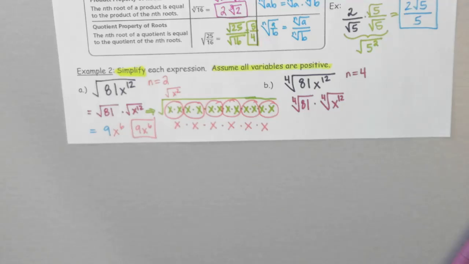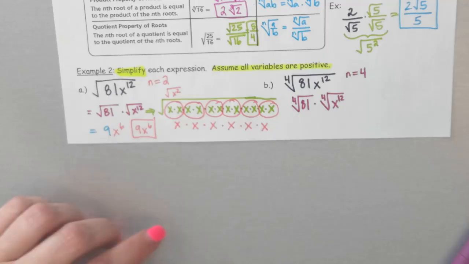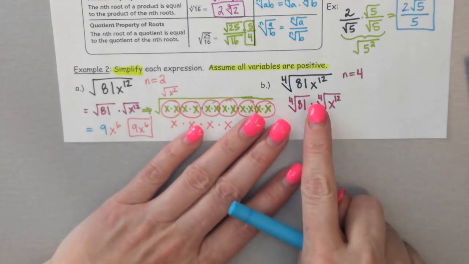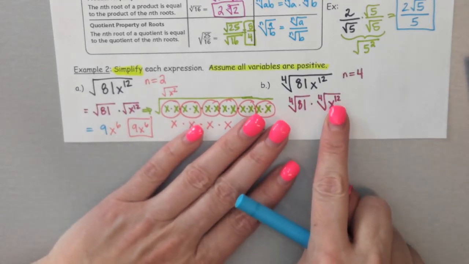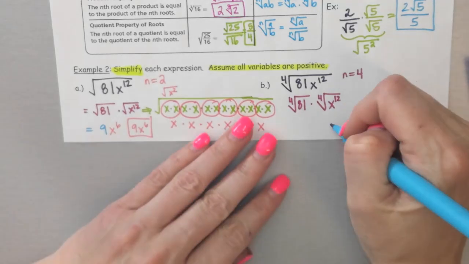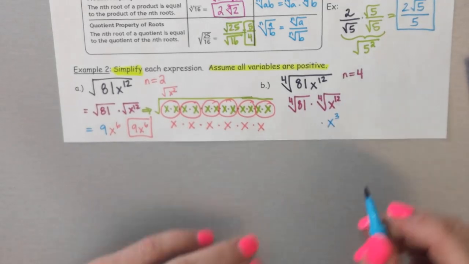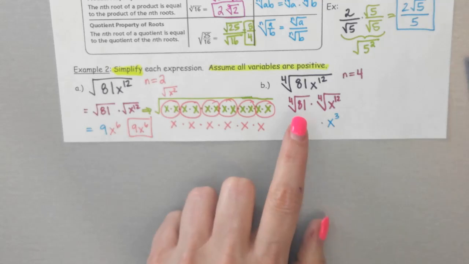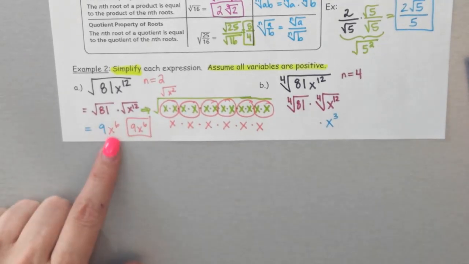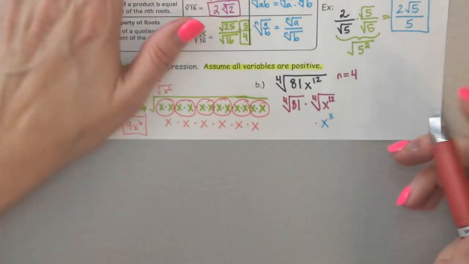Right? So using the logic that we talked about here, you can just ask yourself, how many times does 4 go into 12? And how many times? 3, so we got x to the third, and it looks like most of you got that. Okay, now for 81, it's not 9 because it's not the square root, it's the fourth root.